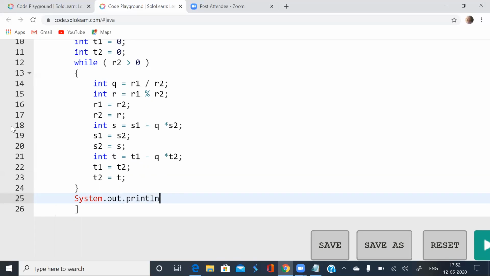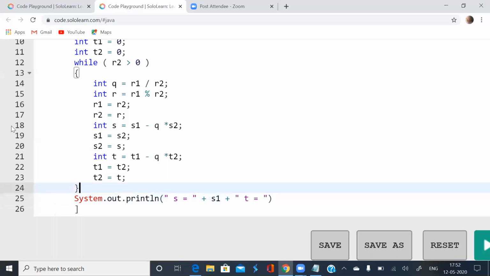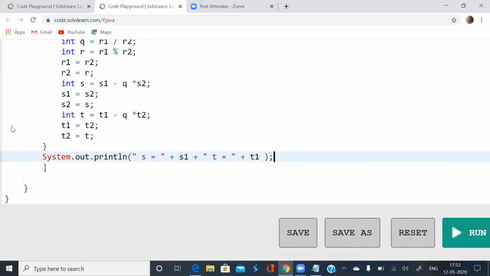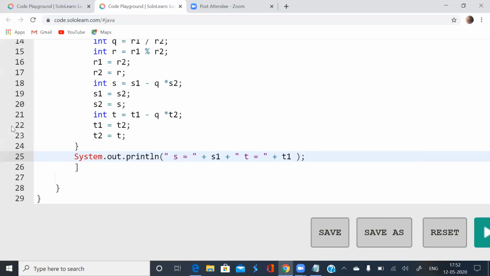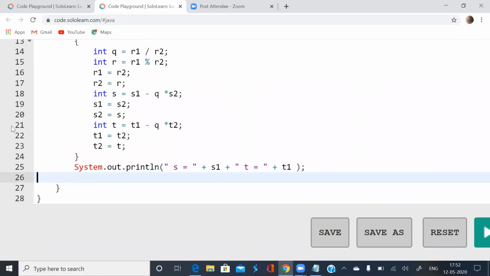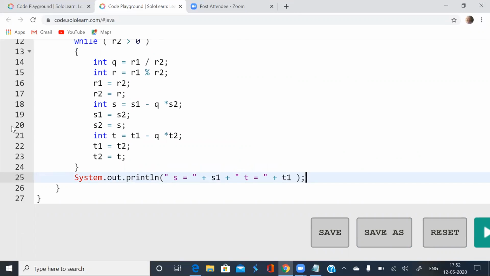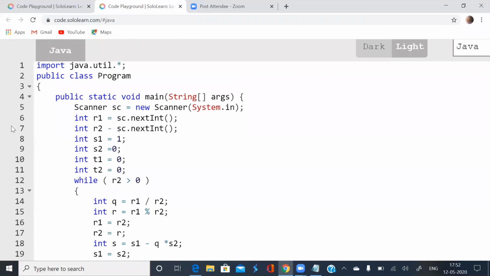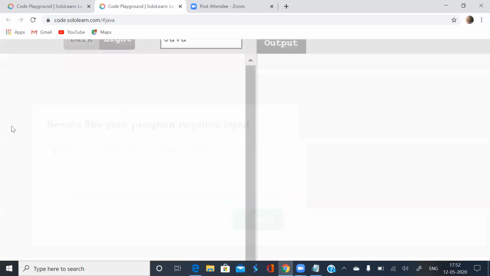System.out.println. First S, right? What is S? S1. Next T. Going back, T is T1. Okay, check. So everything is in the main method itself without using any functions.